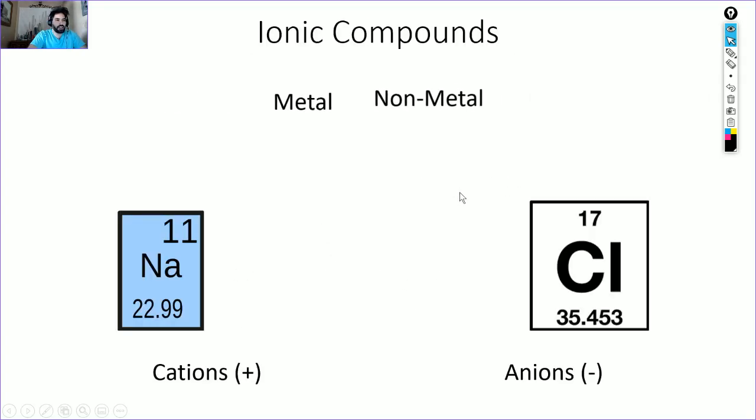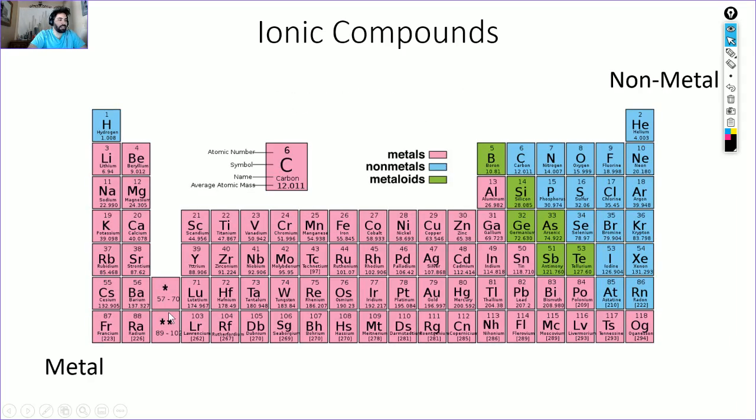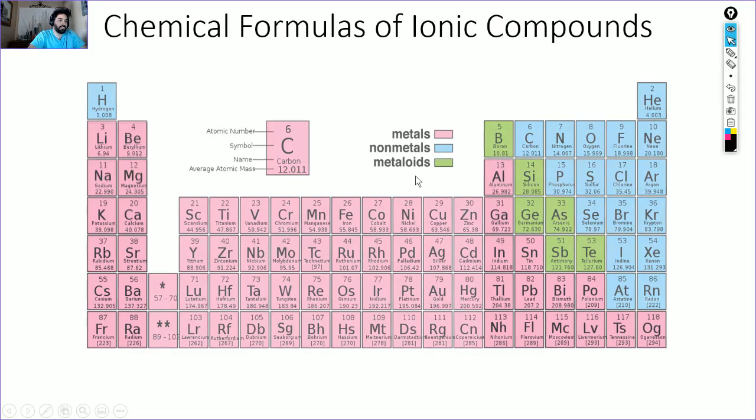And remember, ionic compounds are when a metal and a nonmetal combine. And the way you find metals and nonmetals, a metal is to the left of the stair-step line, a nonmetal is to the right of the stair-step line. So the metals are the pink stuff, and the nonmetals are the blue stuff, and we're not going to worry about the green stuff. Let's just skip through this slide.